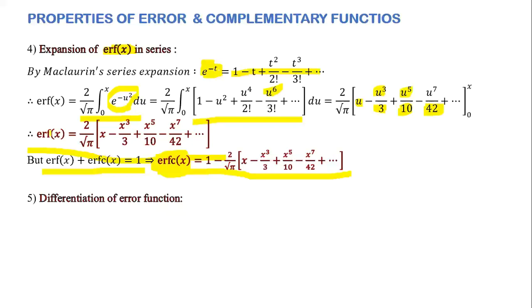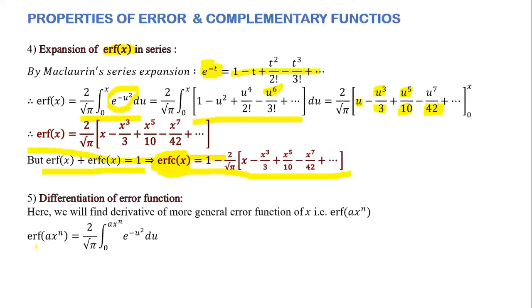So the next part is the differentiation of this error function. In this case, we will consider the general type of error function, that is, error function of a x raised to n. We are not going to consider only error function of x. Instead, consider the general form, that is, error function of a times x raised to n, where a is some constant. The definition of error function of a x raised to n is 2 by root pi integral 0 to, just replace the upper limit by this bracket term a x raised to n, e raised to minus u square du. Now let's take the derivative of this error function.